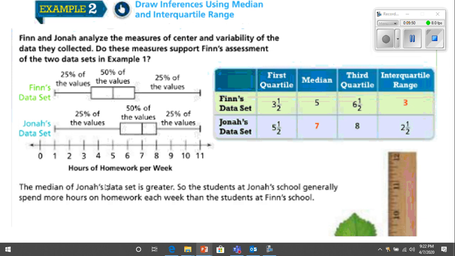The median of Jonah's data set is greater. So the students at Jonah's school generally spend more hours on homework each week than the students at Finn's school.